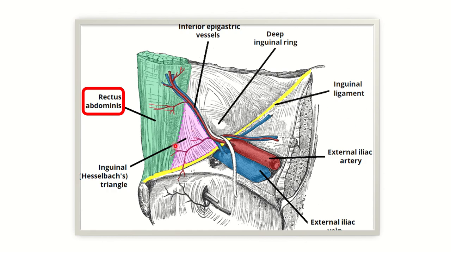So in this picture, this is more clear. This is the Hesselbach triangle, and we can see medially the rectus abdominis. So medially the Hesselbach triangle has the rectus abdominis, and any inguinal hernia occurring through this Hesselbach triangle is called the direct inguinal hernia. Here we can see this triangle, it is the Hesselbach triangle or inguinal triangle. This triangle is the Hesselbach triangle. It is bounded inferiorly by the inguinal ligament, superolaterally by the inferior epigastric vessel, and medially by the rectus abdominis muscle.